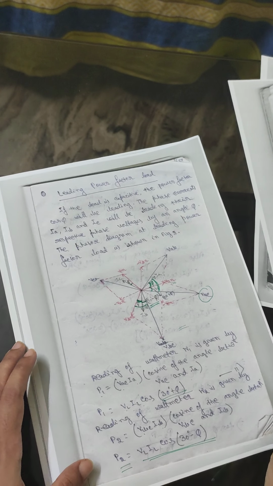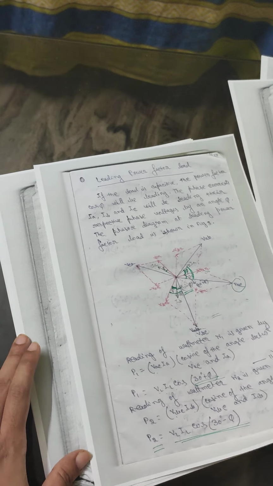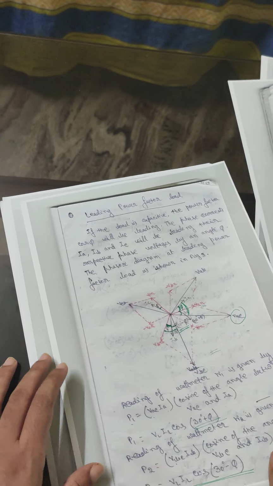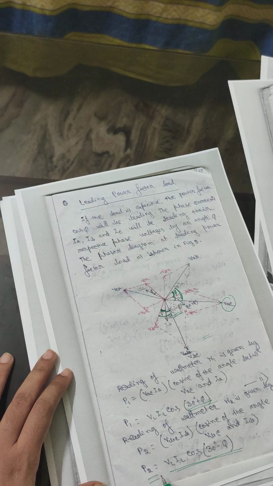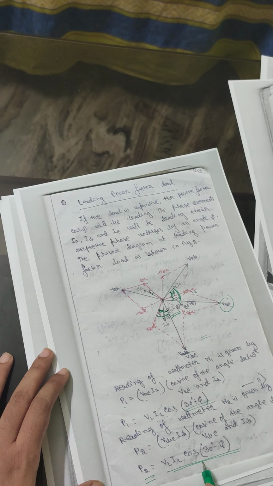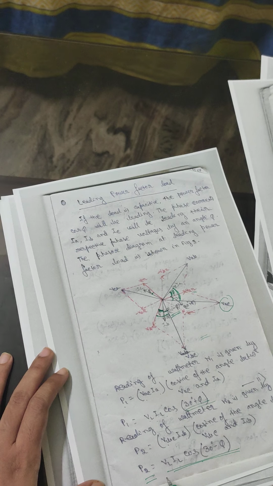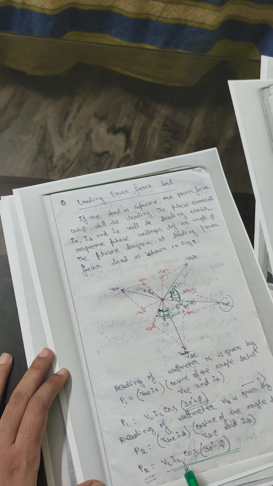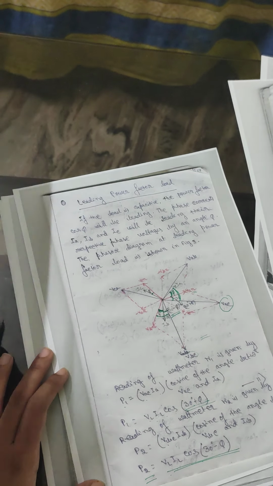Only the value will be opposite of the lagging power factor. In case of leading power factor, the value is simply opposite: VLIL cos(30 plus 5). Here P2 equals VLIL cos(30 minus 5). But in case of a lagging power factor load, P1 was VLIL cos(30 minus 5), and here it was VLIL cos(30 plus 5).